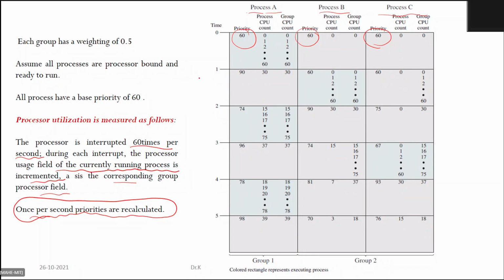Let us consider that you begin with process A, and as I said, the processor keeps incrementing the utilization. So there is a change in your priority. There's a change in the priority when you calculate the priority.